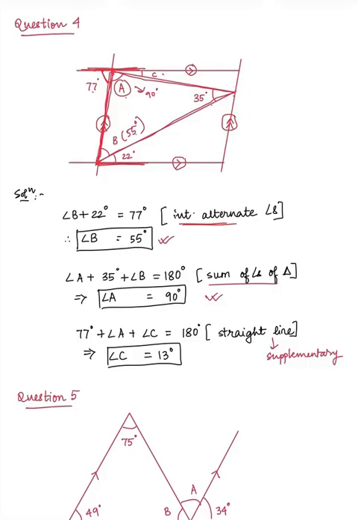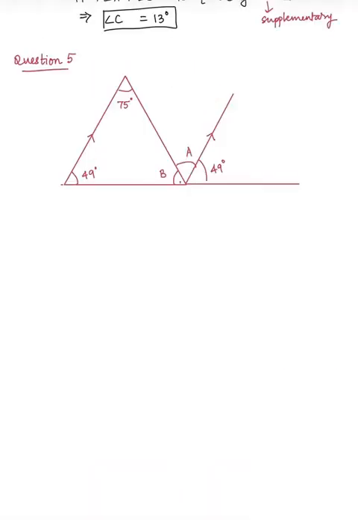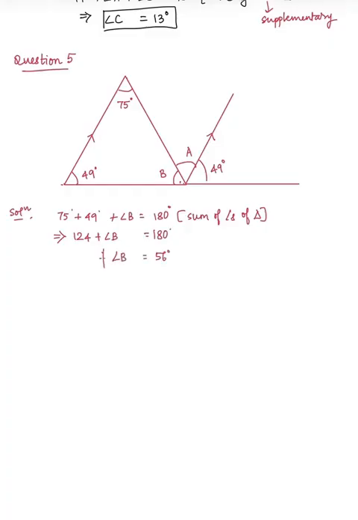So now if we add them up, we get that C is 13. Let's move to question 5 where we have a triangle which is given. So we can very easily calculate the value of angle B because 75 plus 49 plus angle B will be equal to 180 degree because of the sum of angles of a triangle. So if we add them up, that gives us 124 plus angle B is 180 degree. So angle B is basically 56 degrees.